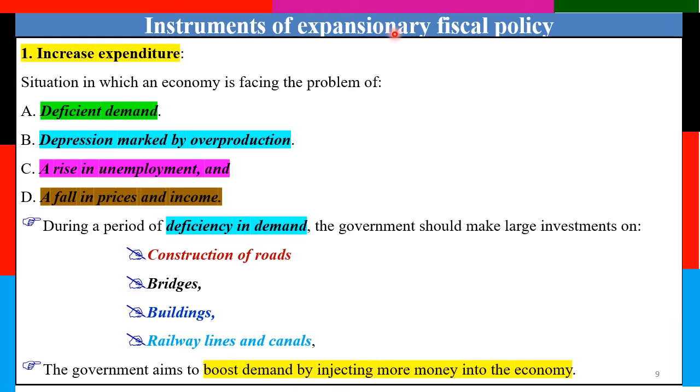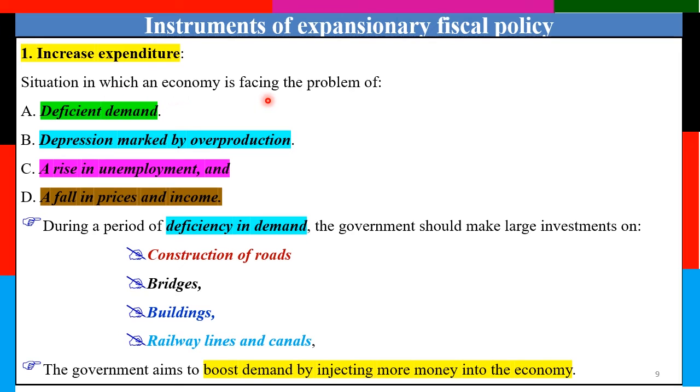This expansionary fiscal policy has its own instruments. There are two types of instruments that the expansionary fiscal policy can use. The first one is increasing expenditure, and the second one is decreasing or cutting the tax. So, in order to stimulate or increase the aggregate demand, the government should have to what? Increase the expenditure.